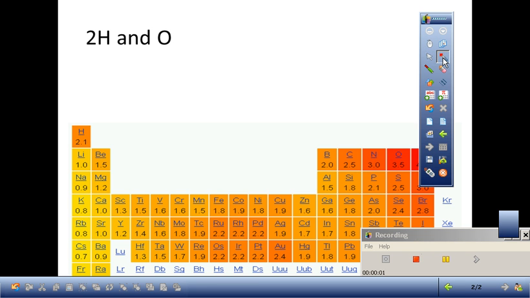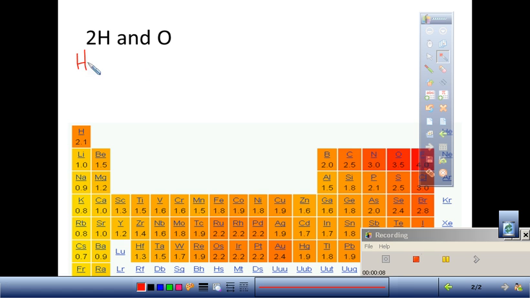Continuing on then, I'm going to draw this molecule and show its polarity. I have two hydrogens. They're in group 1, so they have 1 electron. I have 1 oxygen. He's in group 6, so he has 6 electrons. Add those together, I get 8 electrons. Alright, so I'm going to draw it. I want to make it symmetrical.